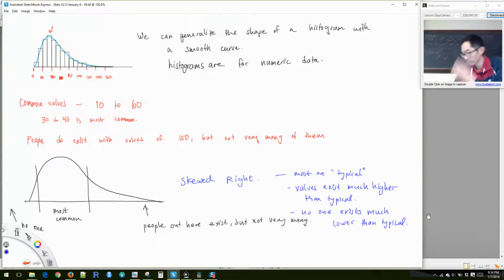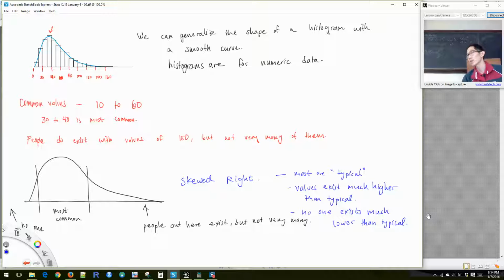So, examples of things that are skewed right. We're talking about numeric variables here. Things like income distribution are skewed right. Most people make between, arbitrarily, $20,000 and $100,000 a year. Some people make $1 million a year. That would be 900,000 more than the upper edge of typical.